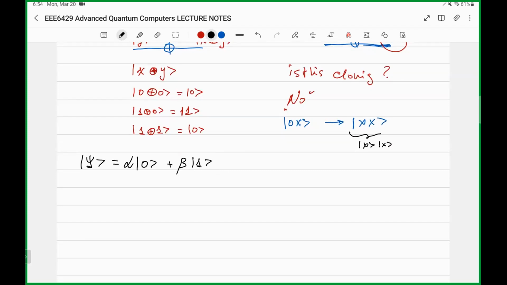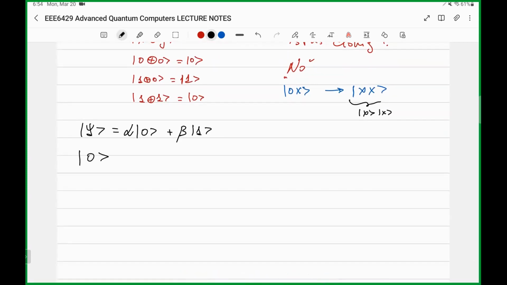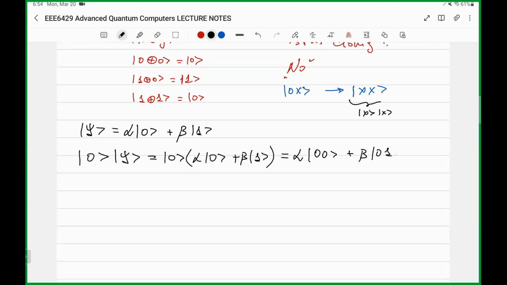So let's form the state 0 and the state psi. So this is the state of 2 qubits. So it will be 0 and then alpha state 0 plus beta state 1. And the product of 2 will be alpha and then here 0, 0 plus beta 0, 1.